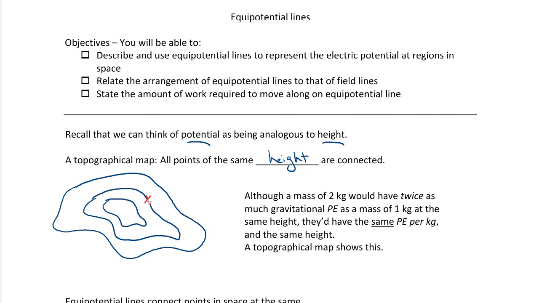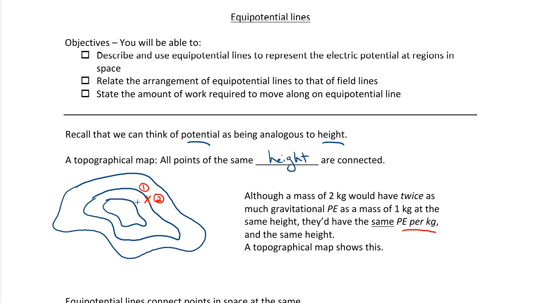Now, if you consider a point on there, let's imagine a 1 kilogram mass sitting at that point, or a 2 kilogram mass sitting at that point. Because they're at the same point, obviously they have the same height. The 1 kilogram mass has less gravitational potential energy than the 2 kilogram mass does, but if you consider their potential energy per kilogram, they have the same. The 2 kilogram mass has twice as much gravitational potential energy as the 1 kilogram mass does, but it's got twice as much mass. So its potential energy per kilogram is the same in either case.